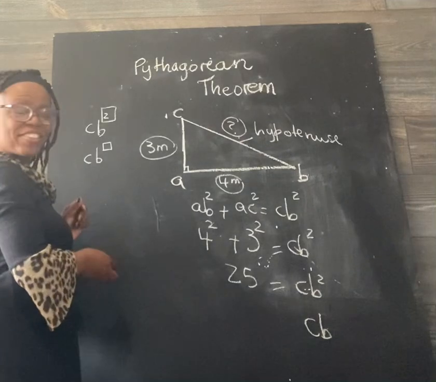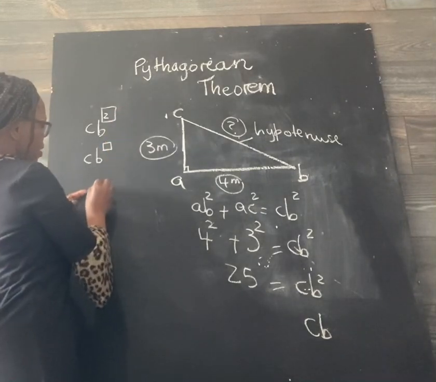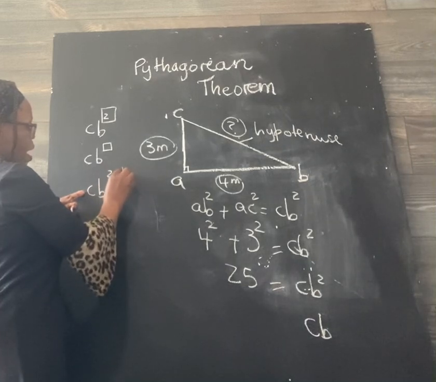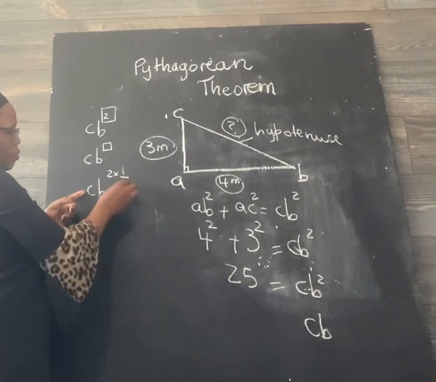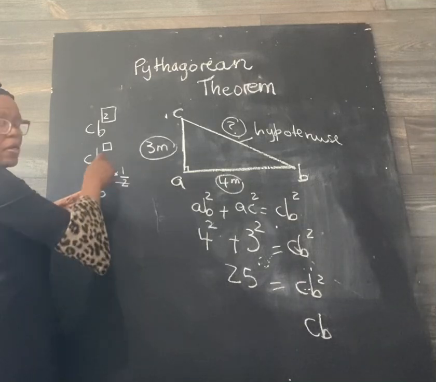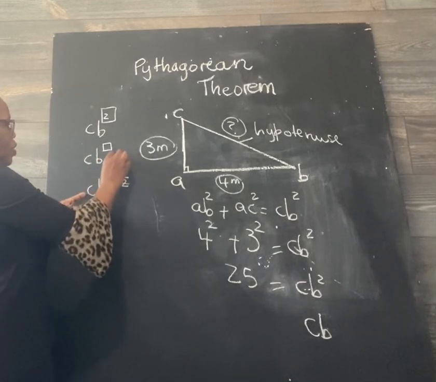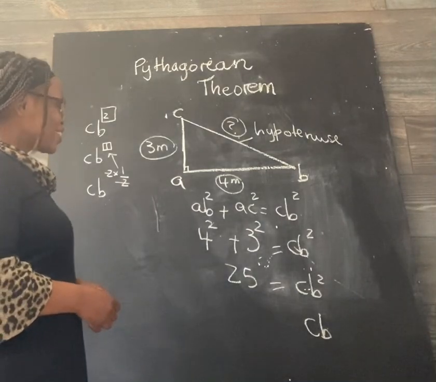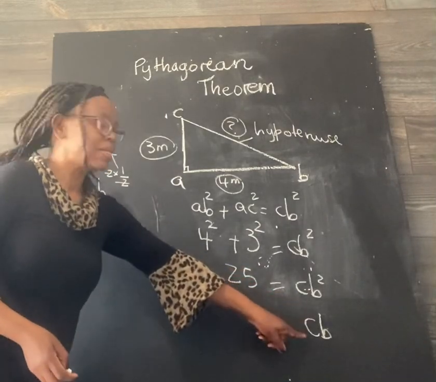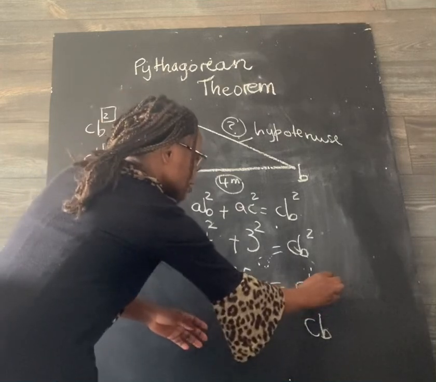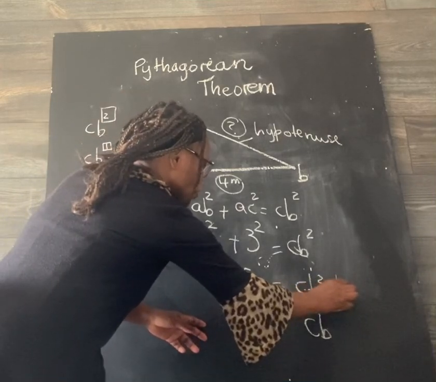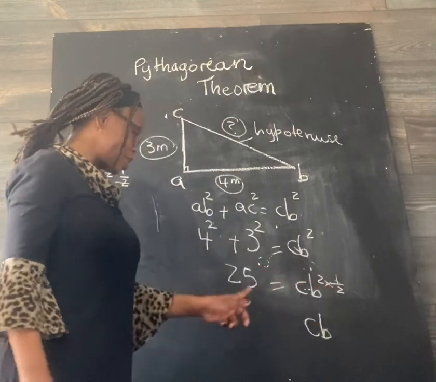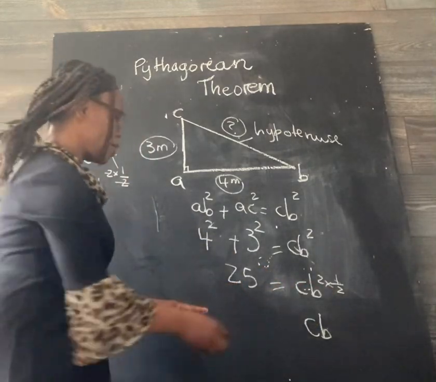Multiply by half, that is correct. So if we multiply this by half, the 2's cancel, and we would end up with this, a power 1. Does that make sense? So now we go back to our equation and multiply this by a half. What must we also do? If we multiply this by half, we must multiply this by half as well.